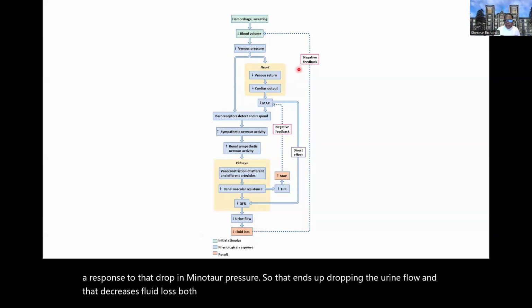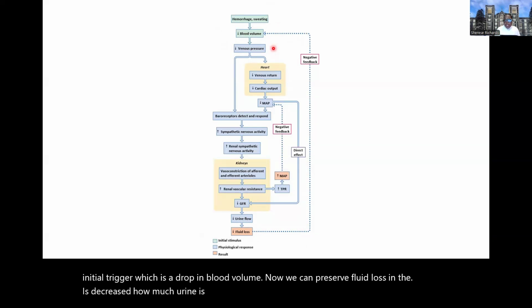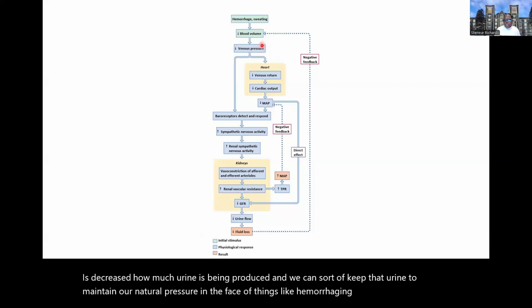Both of those things will be a negative feedback response onto the initial trigger, which is a drop in blood volume. Now we can preserve fluid loss in the kidneys, decrease how much urine is being produced, and we can sort of keep that urine to maintain our mean arterial pressure in the face of things like hemorrhaging, sweating, dehydration, which is the original example.